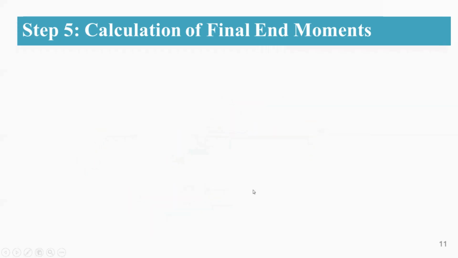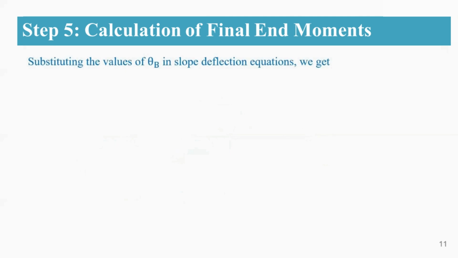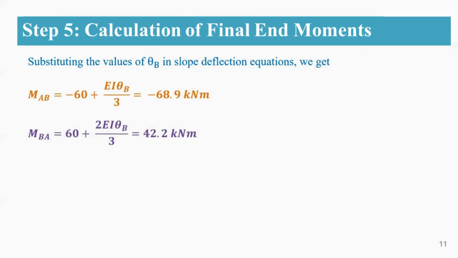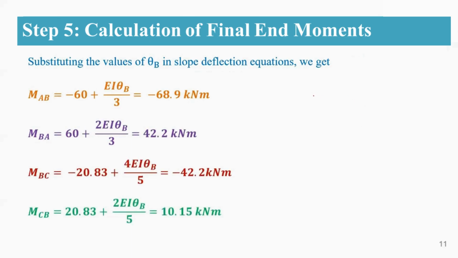Now coming to your next one, that is the calculation of your final end moments. As you got theta B as 26.7 by EI, which is in the negative direction, you are going to substitute that in MAB. You are going to get MAB as minus 68.9 kilonewton meter. Similarly MBA, MBC and MCB, using theta B equal to minus 26.7 by EI. So finally we got the final end moments.